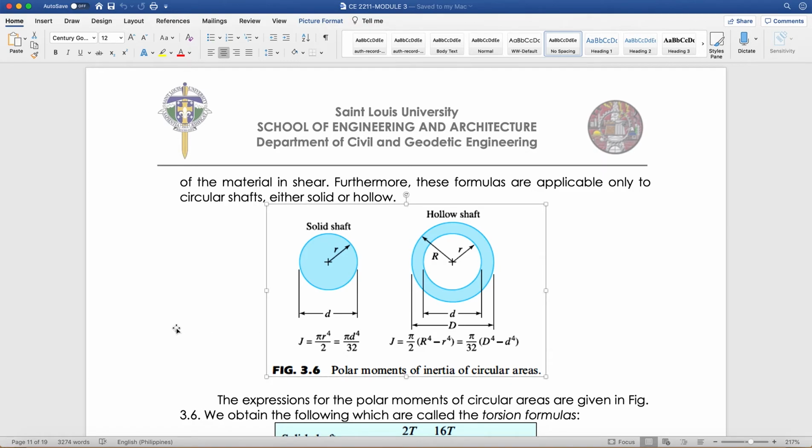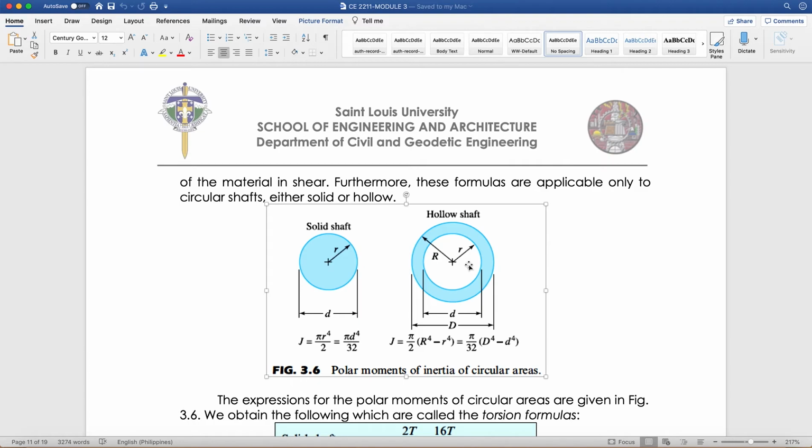So, polar moment of inertia, if you have here a solid shaft, ibig sabihin walang hollow sa loob, then we're going to use pi times the radius raised to the 4th power over 2, or it is equivalent to pi d raised to the 4th power over 32. But if it is a hollow shaft, we're going to subtract the radius of the hollow raised to the 4th power from the radius of the outer shaft raised to the 4th power. So, tatanggalin natin yung hollow.